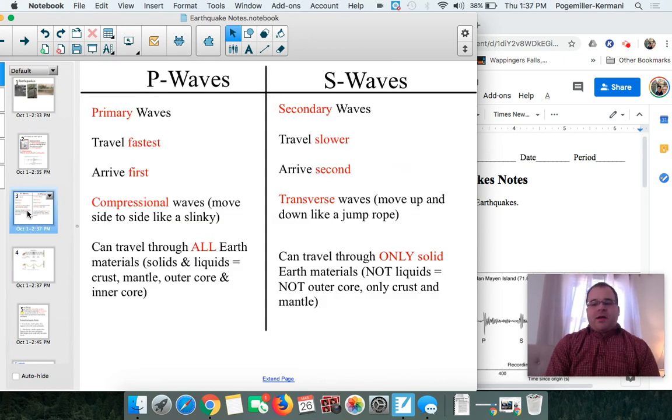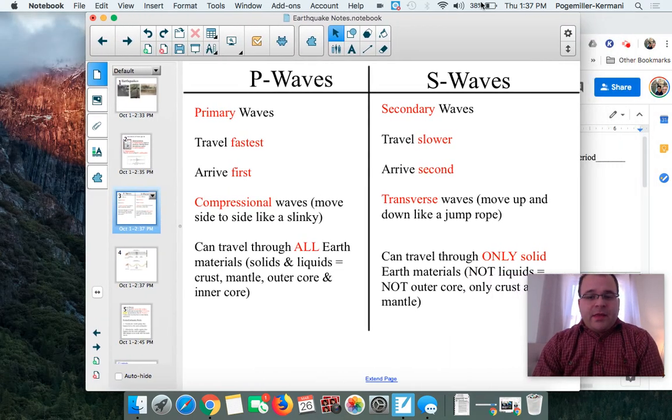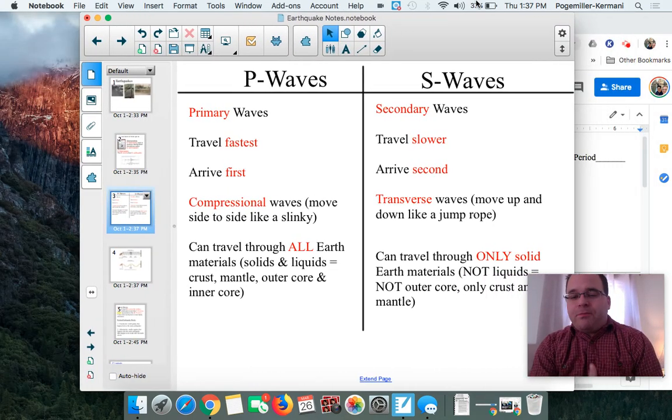So let's talk about the two main types of waves, okay? So primary waves and secondary waves. So P waves, in this one, you have the table already filled out, but please pay attention to this because this is the main chunk of understanding earthquakes. So P waves, notice that P waves are called primary waves. Secondary waves are called S waves. So P and P, S and S.